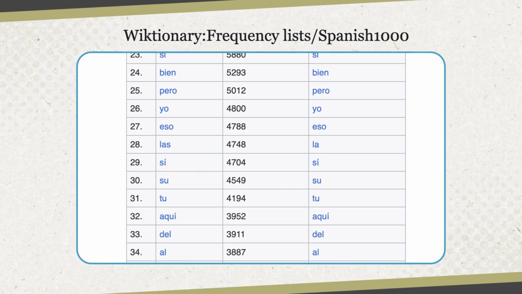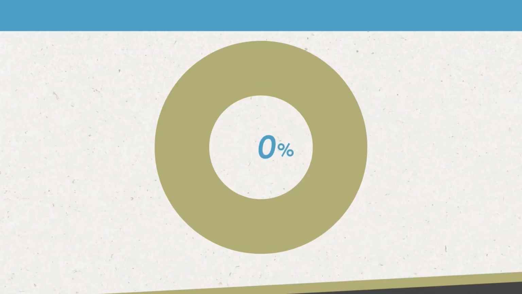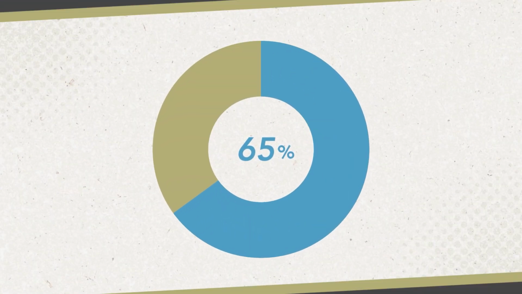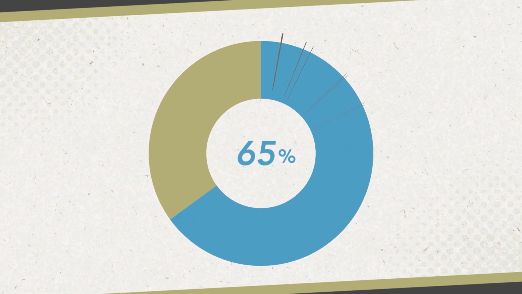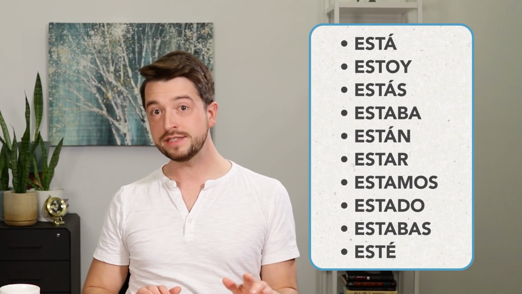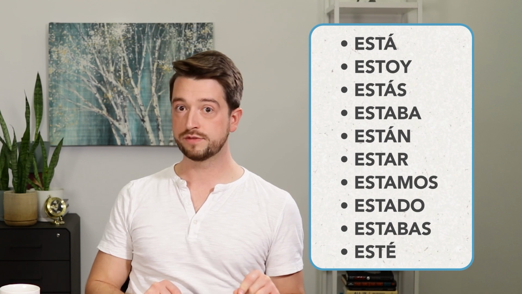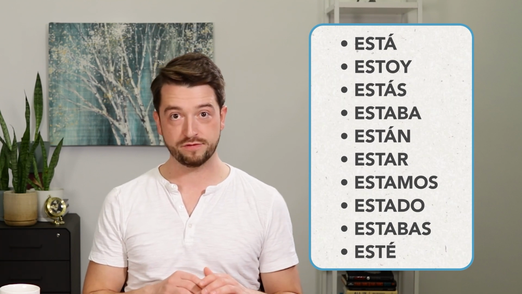Let's start with just a list of the top 10 forms of estar. We chose these words based on a frequency analysis of Spanish spoken by native Spanish speakers. According to this analysis, there are 500 words that make up over 65% of all words spoken in Spanish. And that list of 500 words includes only 10 forms of estar. Those forms include 5 present tense forms, 2 past tense forms, 1 subjunctive form, and 2 unconjugated forms. Let's dive in and practice using all of these.